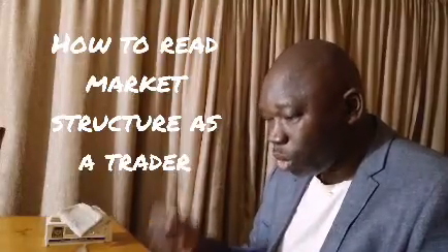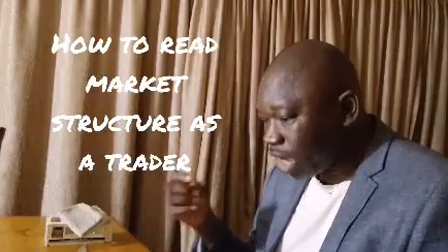Then we have swing low. A swing low is a bottom formed when price moves down, reaches a temporary low point, then reverses upward. These swing points are the building blocks of market structure. When connected and analyzed, they reveal whether the market is bullish, bearish, or neutral.